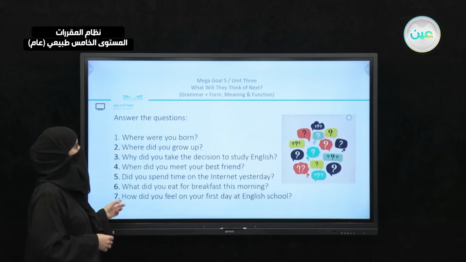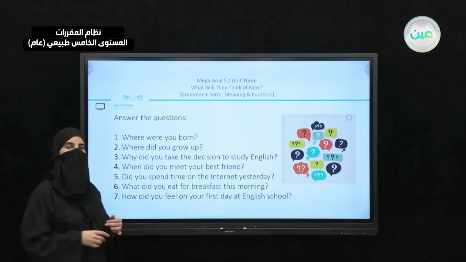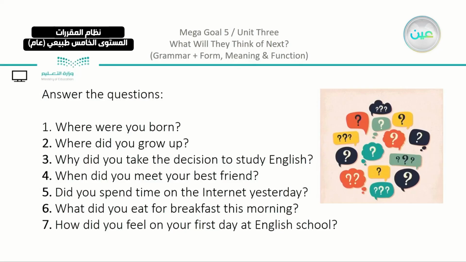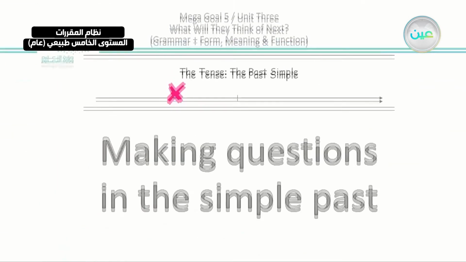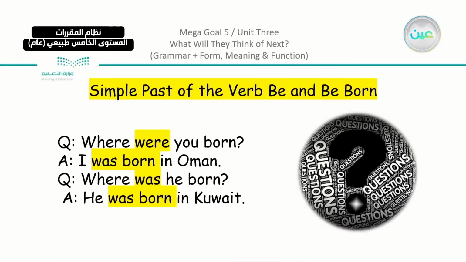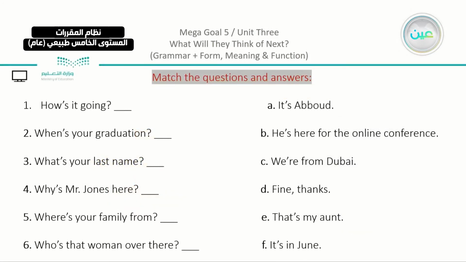Also, we have here answer the questions. Of course, you are going to answer spontaneously. Where are you, or where were you born? Where did you grow up? Why did you take the decision to study English? So all of these are main questions. But what we are concerned about is the opposite, which is how to make the question. So we are going to move on and see how to make questions using either the simple past or the simple present. Now, just to remind you here of the ones that we discussed.